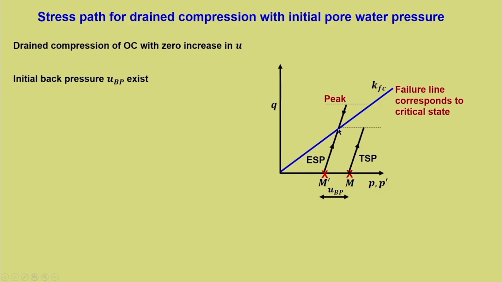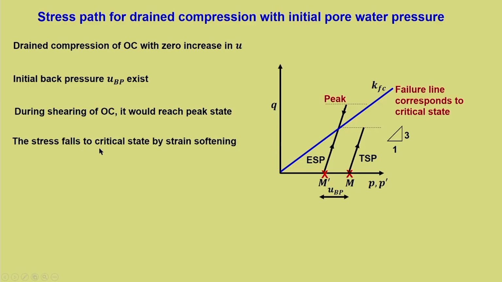Okay, and your total stress path will be up to this particular point. Now if you want to find out what is the pore water pressure corresponding to peak, then the total stress path will go here. So this is the difference. In fact, total stress path does not come into the picture when we talk about failure. So again the difference is the back pressure. Here it is q-p-p dash, so the slope is 3. So during shearing of OC, it would reach the peak state first. The stress then falls to critical state by strain softening.